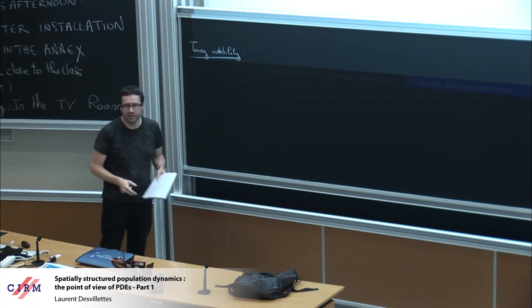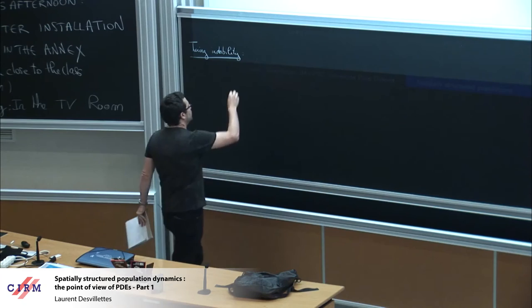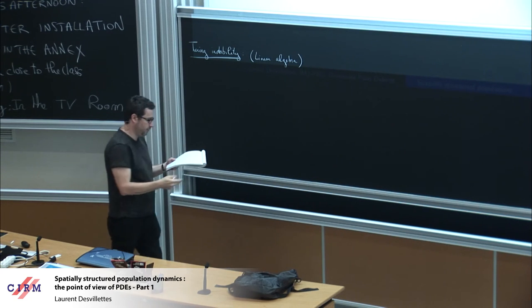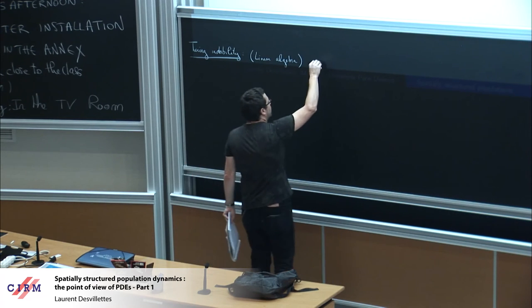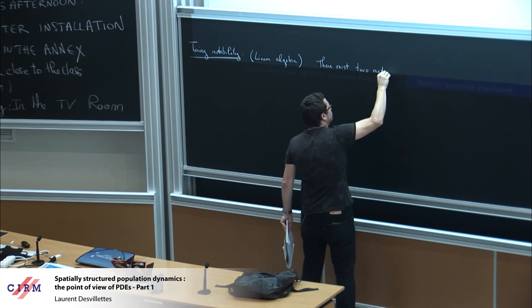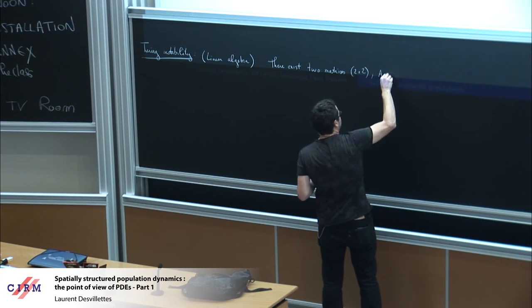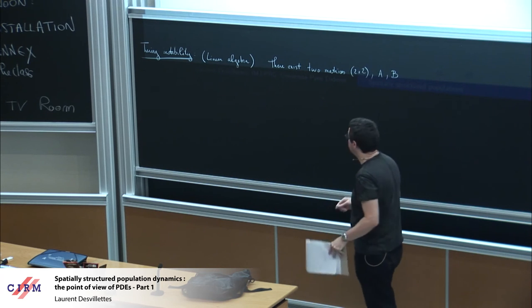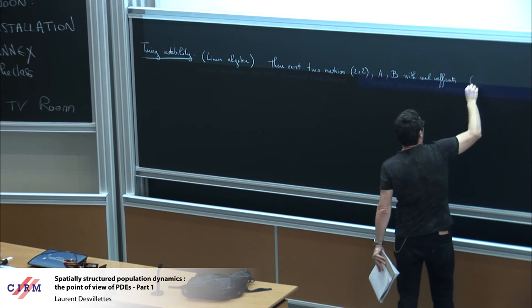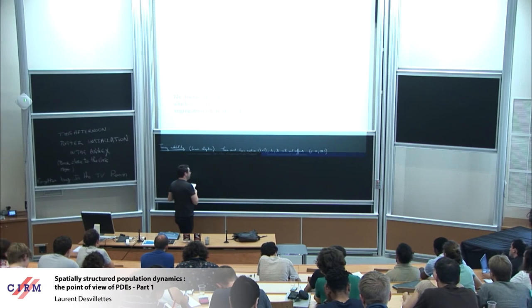So let me describe what is Turing instability, and I will start with a version which is a purely linear algebra version of Turing instability. So one way of describing it is the following. There exist two matrices in dimension 2, so those are 2x2 matrices, which I will call A and B, with real coefficients. So they belong to M2 of R, if you like algebra, such that the following holds.